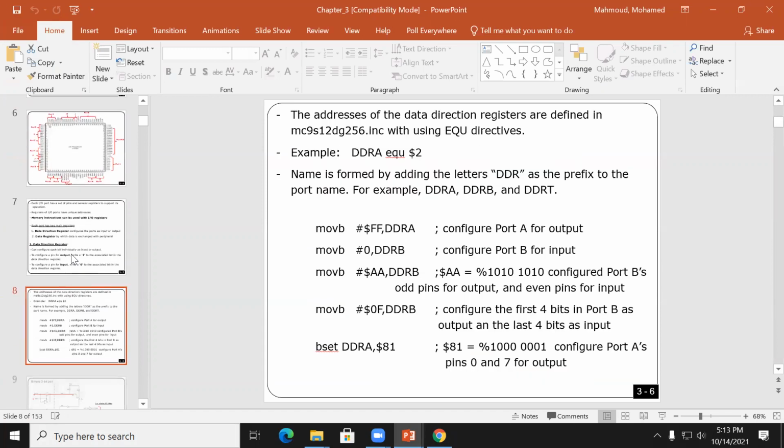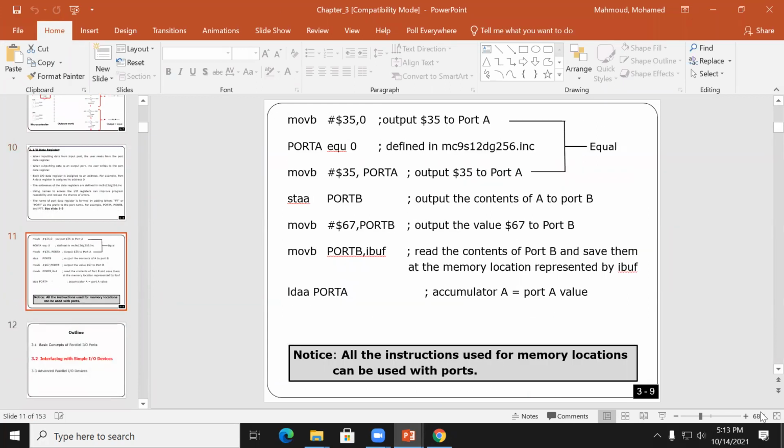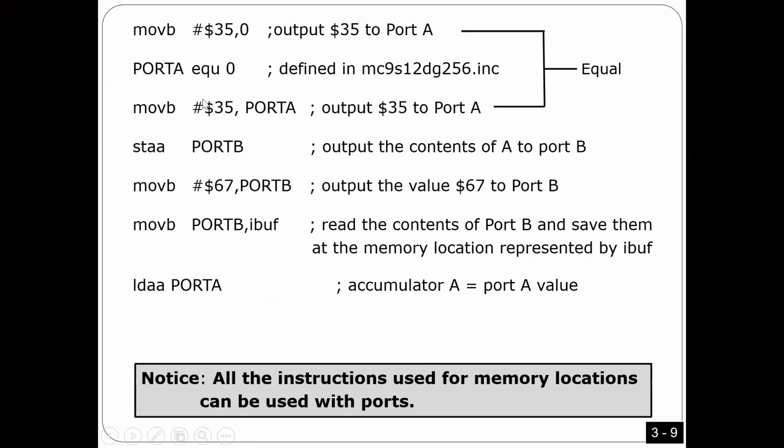So I want to show here some examples for this one. Look here, guys. Again, remember, very easy. Any instruction I taught before for memory location, you can use it with these registers. This is like a memory location, okay? For example, I can say, move byte 35 to the location 0. Again, I don't like this one because we hit numbers. This is exactly similar if you say, move 35 port A. It's exactly the same thing.